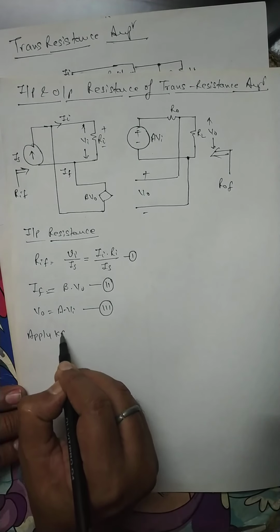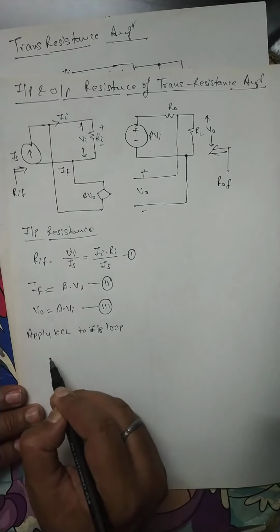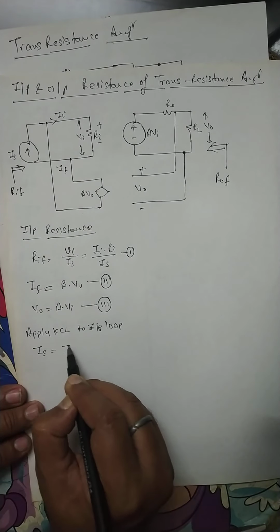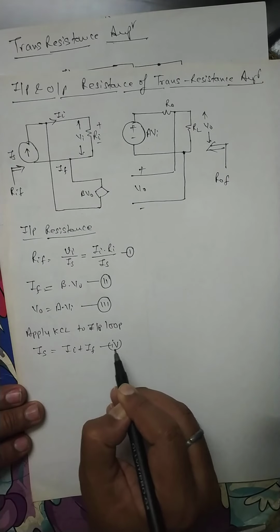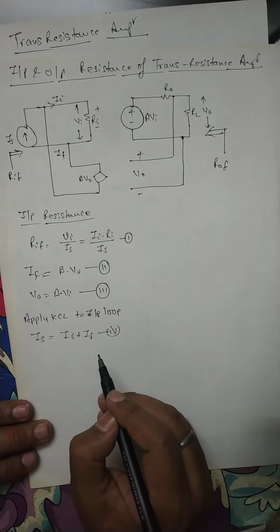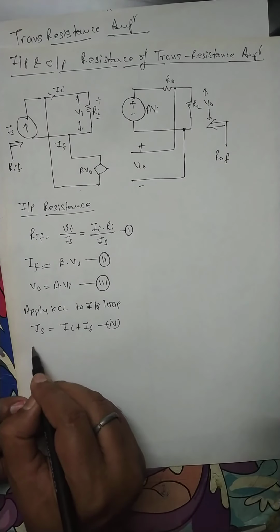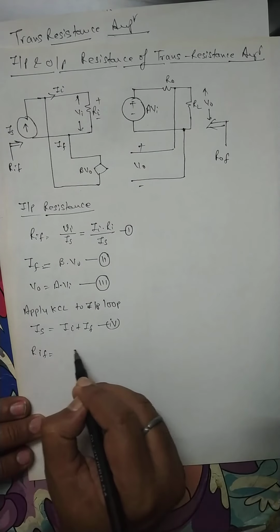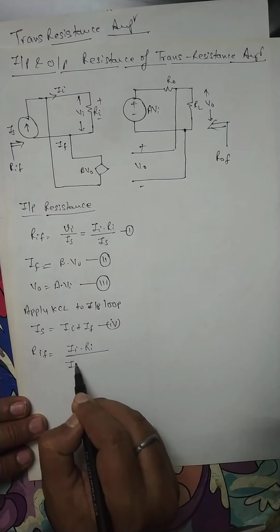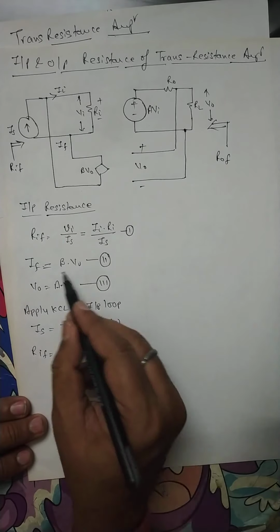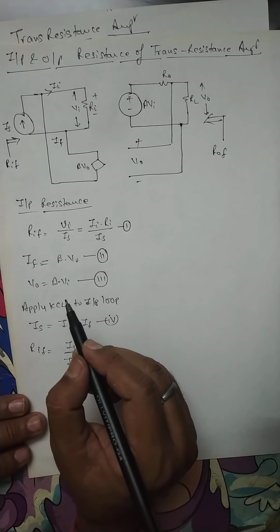Apply KCL to the input loop. So it will be Is = Ii + If, and this will be equation number 4. Now putting the value of equation 4 in equation number 1, what will happen? Rif = Ii × Ri / (Ii + If), and If = beta × V0, and V0 = A × Vi.